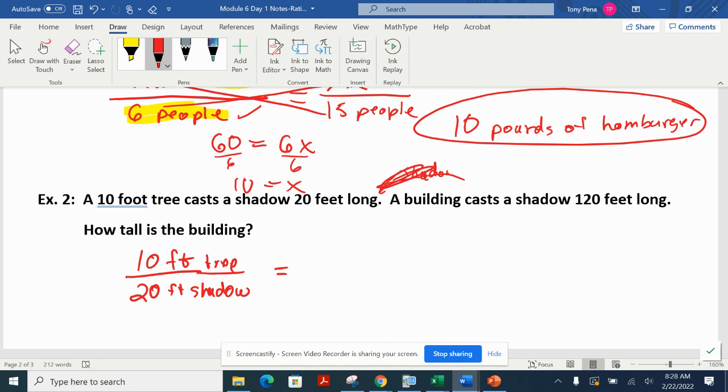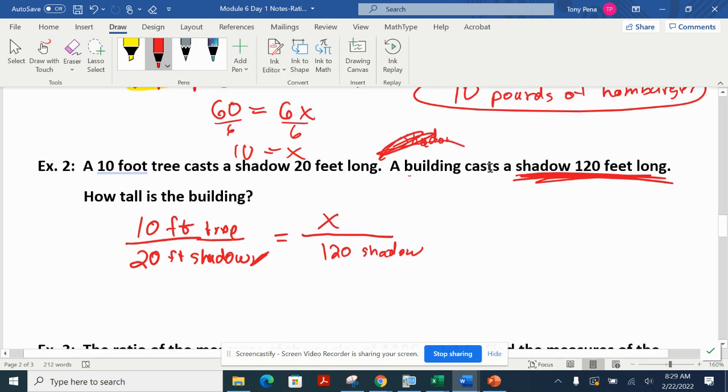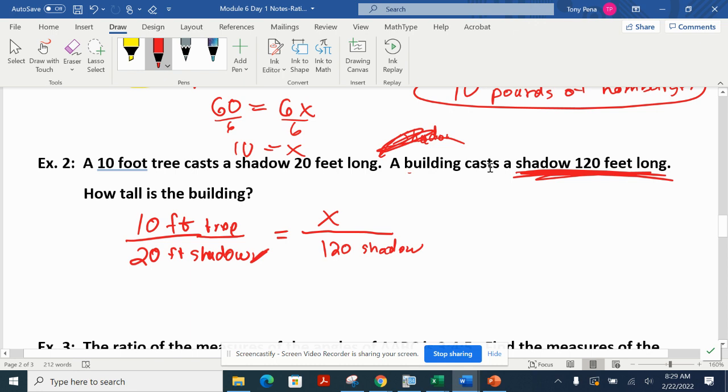Eventually, you don't have to be so thorough writing all the words out. I'm just doing it so we understand that we're putting the same thing on top and on the bottom in both fractions. So when I come over here, then it says a building casts a 120-foot long shadow. Where does that 120 have to go? On the top or the bottom? On the bottom, because that's where I put the shadow in the other fraction. So since the shadow is 120 feet, the shadow goes on the bottom of the other side. And then the size of the tree is what we are solving for.